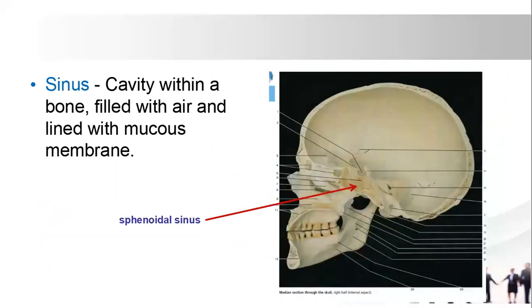We have a sinus. A sinus is a cavity within a bone filled with air and lined with mucous membrane. For our case, we have the sphenoidal sinus found in the sphenoid bone. This is a sphenoid bone, and that is a sphenoidal sinus. Sinuses have their own function, which we will discuss in later topics.